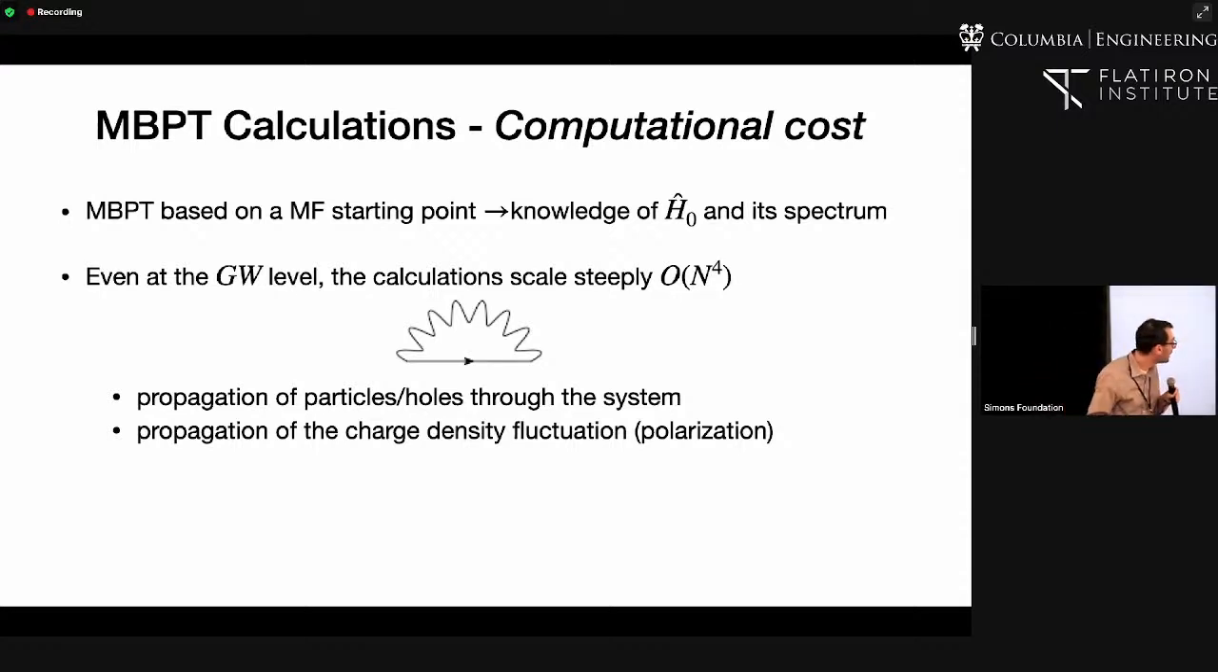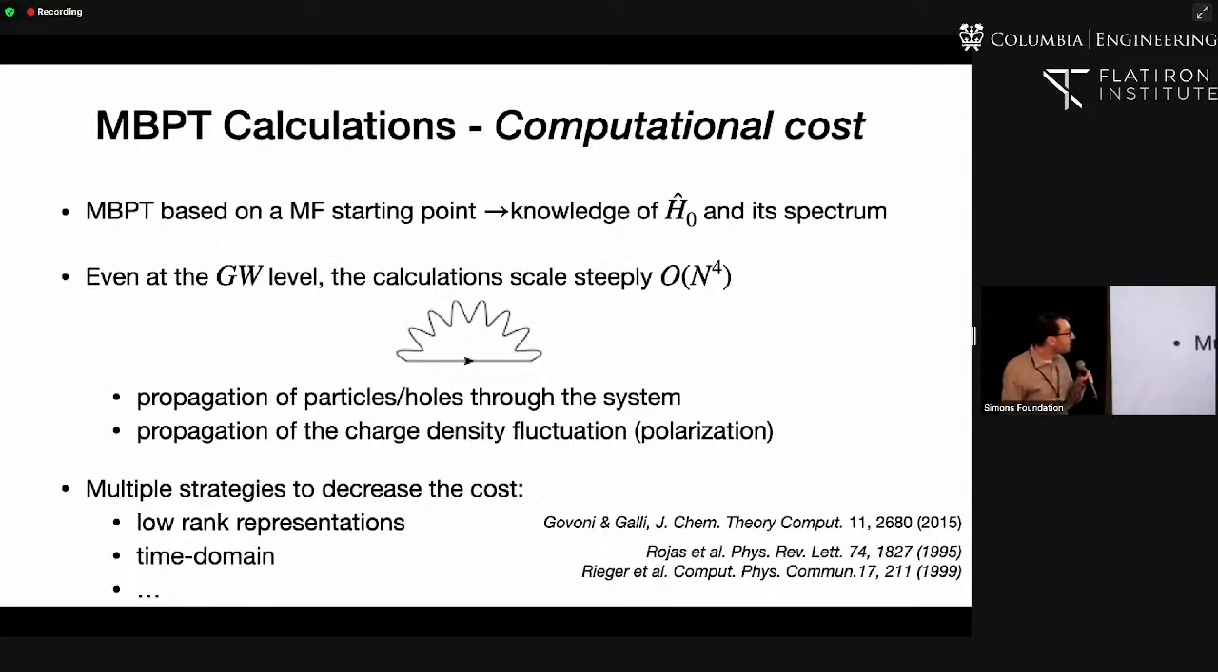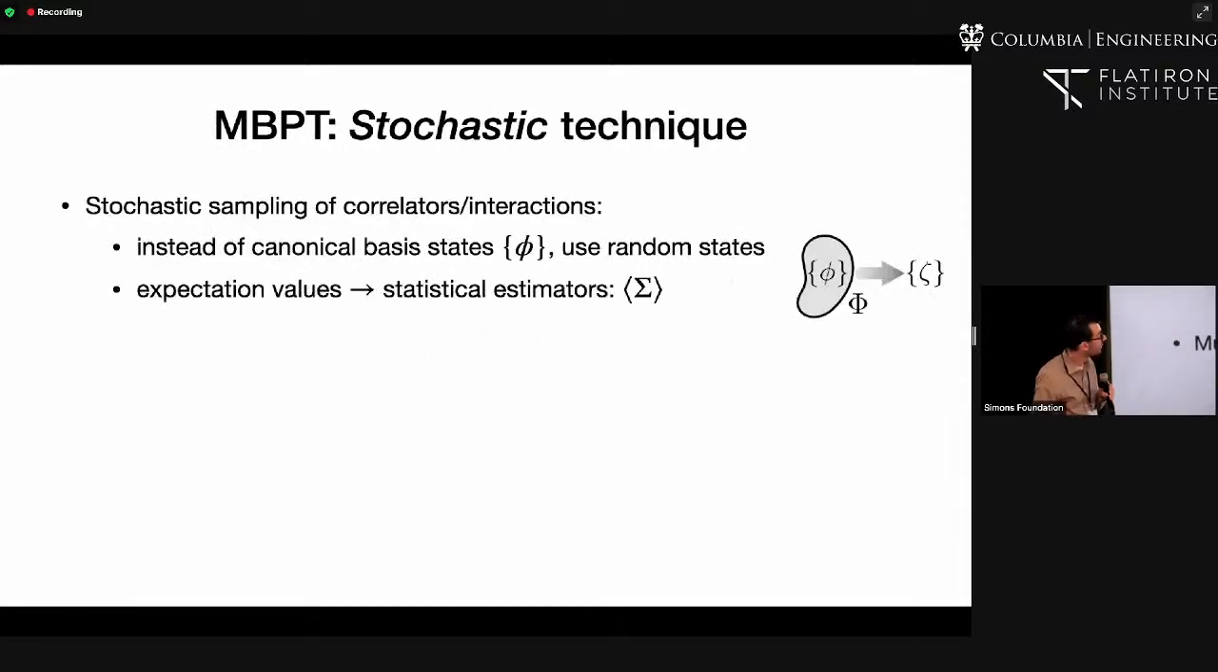And indeed, in the past few years there has been some push on doing low rank representations for GW by Giulia Galli and others, but also one can try to do something in the time domain. What I would advocate for is a different approach, which, instead of characterizing the low rank representation of these correlators, essentially recasts the self-energy as a statistical estimator.